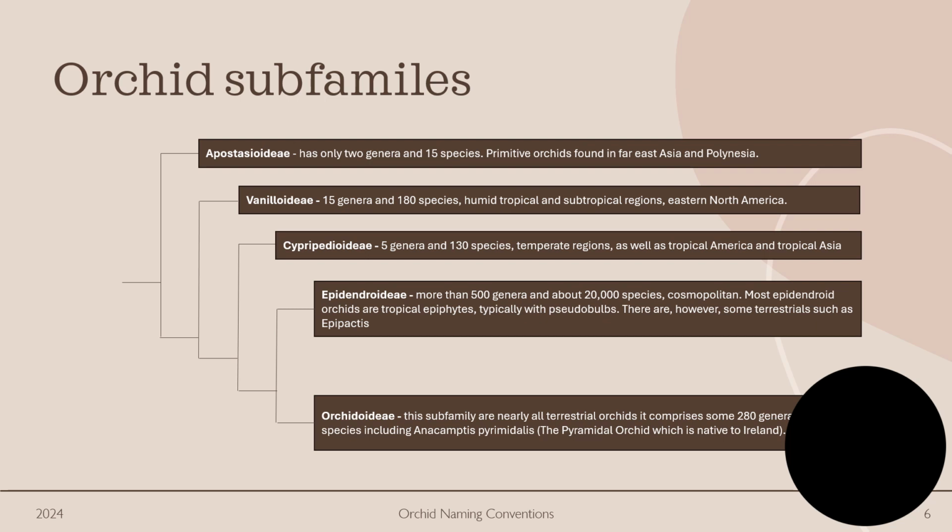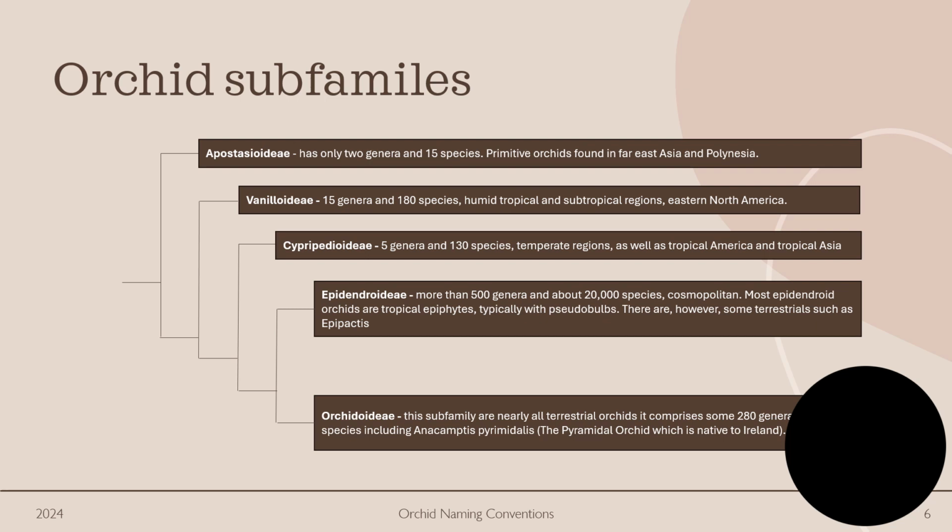But there are also terrestrial versions of Epidendroideae, and one of those is the Epipactis, which is the helleborines that we have growing here in Ireland, and in particular the helleborine that was found growing in the front square at Trinity College Dublin belongs to that family.